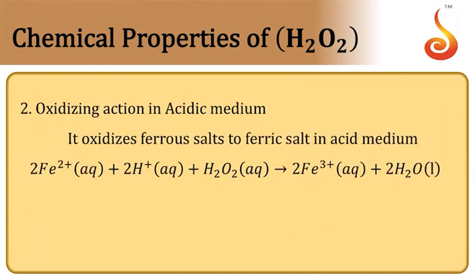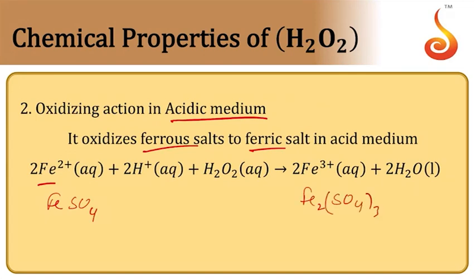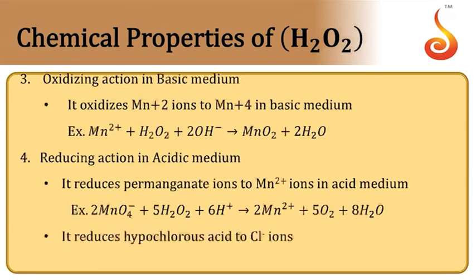Then the oxidizing action in acidic medium: it oxidizes ferrous salts to ferric salts in acidic medium. So Fe plus 2, you can take ferrous sulfate, and it becomes ferric sulfate, Fe2(SO4)3. We should remember that it oxidizes ferrous to ferric in acidic medium.